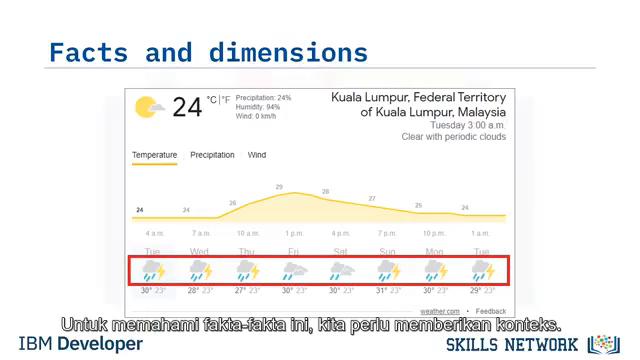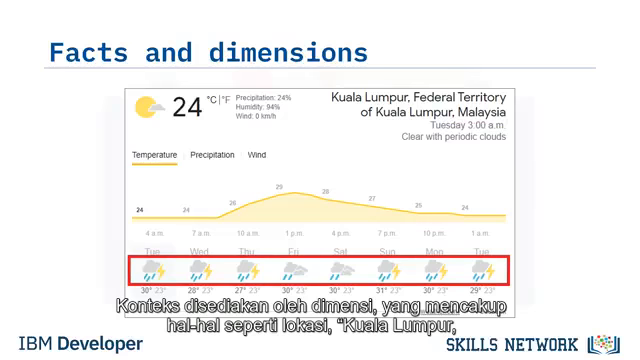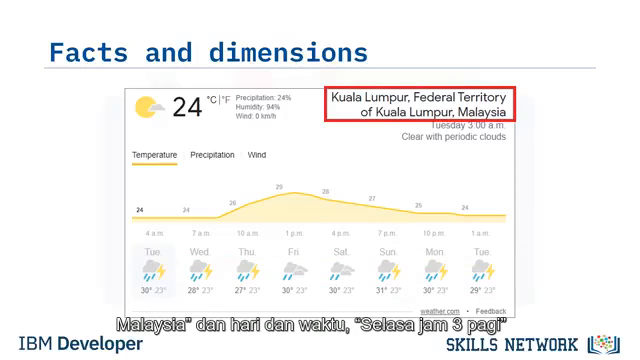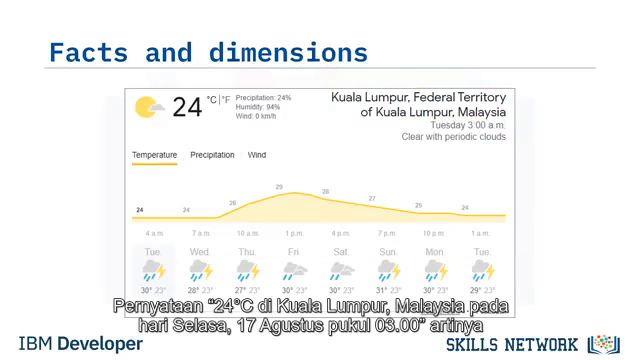To make sense of these facts, we need to provide context. Context is provided by dimensions, which includes things like the location, Kuala Lumpur, Malaysia, and the date and time, Tuesday at 3 a.m. The statement 24 degrees Celsius in Kuala Lumpur, Malaysia on Tuesday, August 17th at 3 a.m.